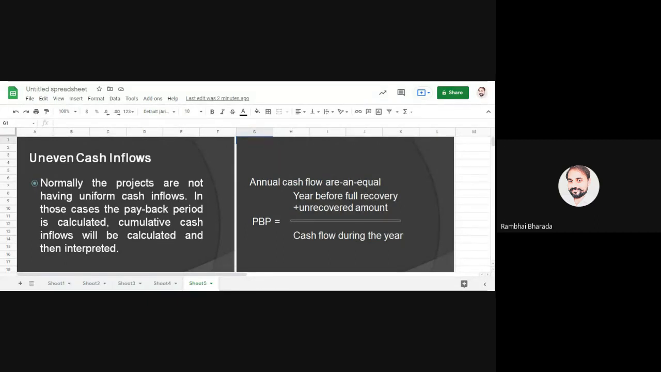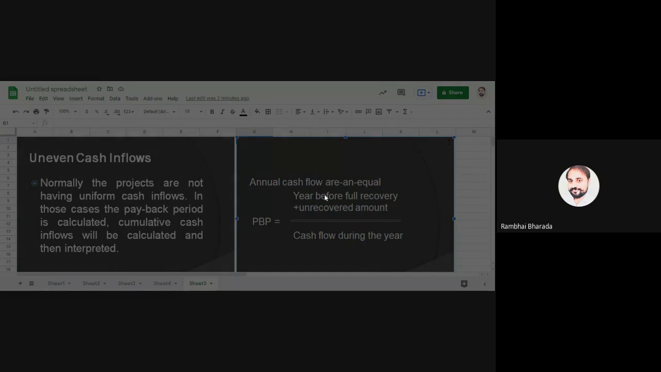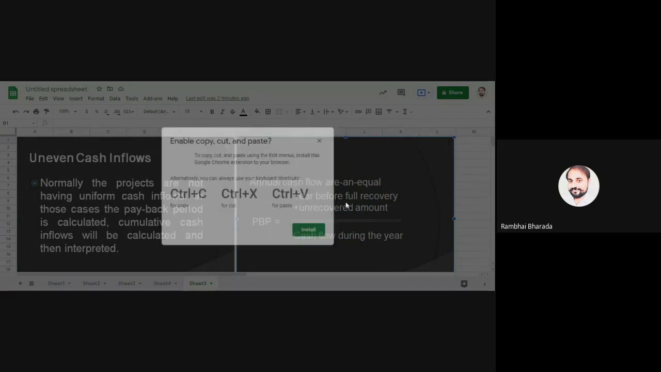ये फॉर्मूला कुछ इस तरह से दिखता है, वरना स्टूडेंट कंफ्यूज हो जाते हैं कि सर किस तरह से कैलकुलेशन करना है. जस्ट 1 मिनट. नेटवर्क इश्यू, वेट फॉर अ मिनट.